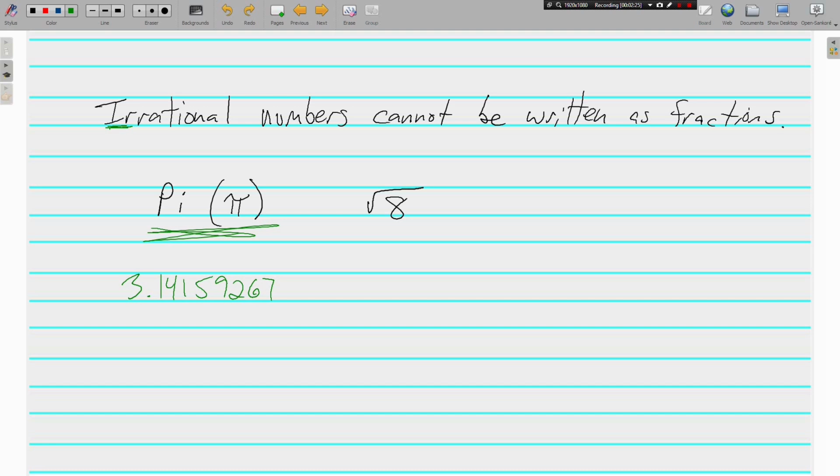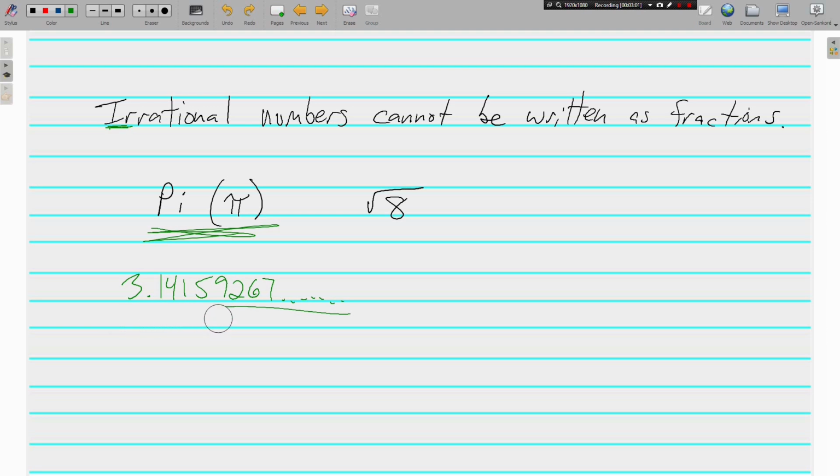But the thing about pi is that it's a decimal that goes on forever, and the numbers don't repeat. There's no pattern. It doesn't repeat, it doesn't terminate, it just keeps on going. And because there's no pattern to it, we can't write it as a fraction. We can't just put a decimal that goes on forever and doesn't have a pattern over 1 and call it good.